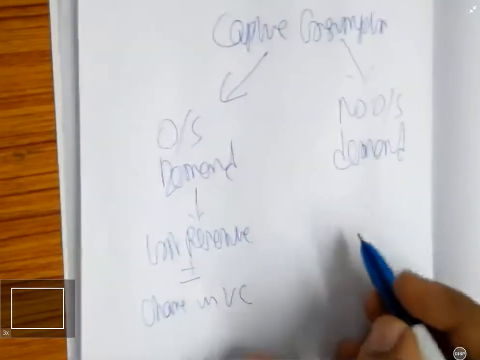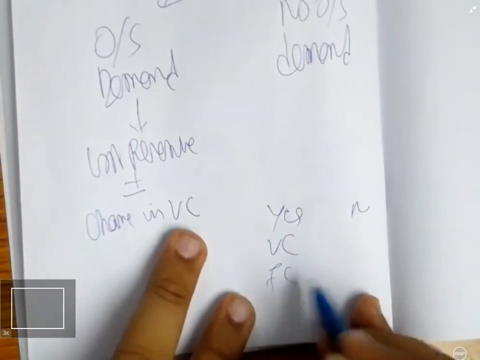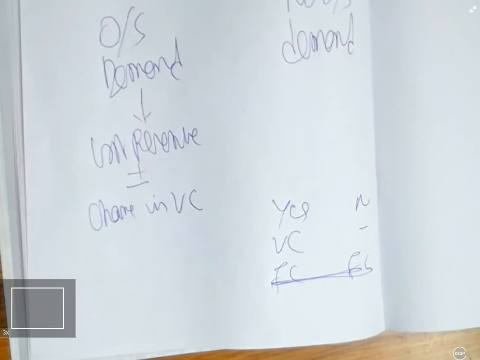So if you have no outside demand, if I do a yes or no of this, variable cost, fixed cost, no variable cost, fixed cost. So fixed will get rejected. So if you have outside demand, it is lost revenue plus or minus change in variable cost. And if you don't have outside demand, it's only variable cost. I'm not bothered about interdepartmental profit, all that is of no use to us. The only thing which matters is, if you have outside demand, lost revenue plus or minus change in variable cost. And if you don't have outside demand, the relevant cost which we are going to take is only variable cost.